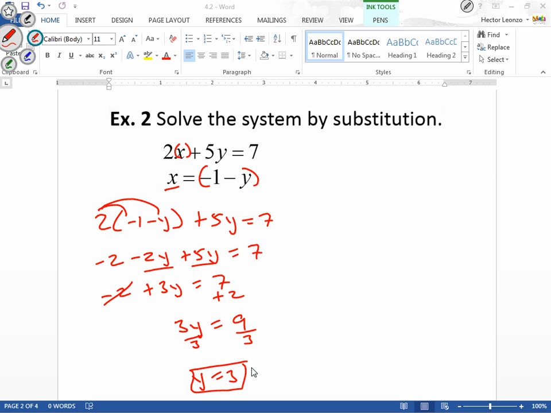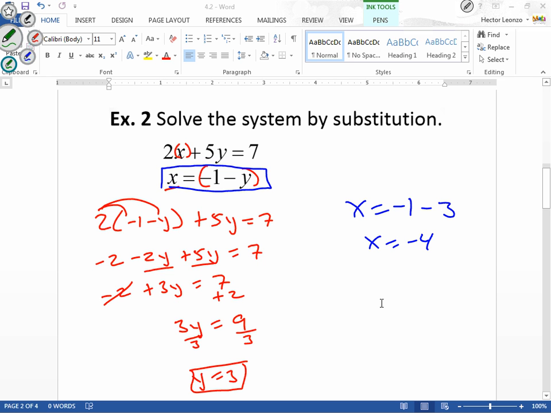That gives me half of my solution. Now for the other half, once again, I'm going to use the equation where x was by itself. So I have x equals -1 minus y. So -1 minus, but instead of y, I'm going to write 3. Once again, I know that's what y equals. So x must be equal to -4, right? -1 minus 3, that's -4. So my solution is going to be the point -4, 3.